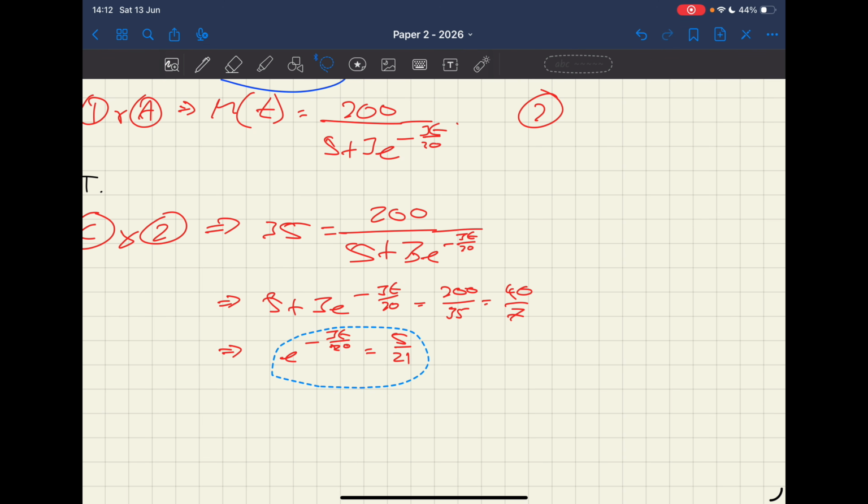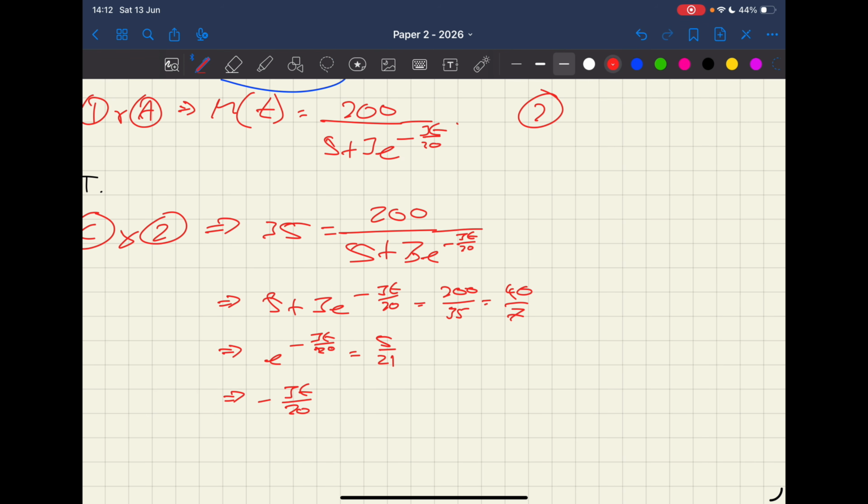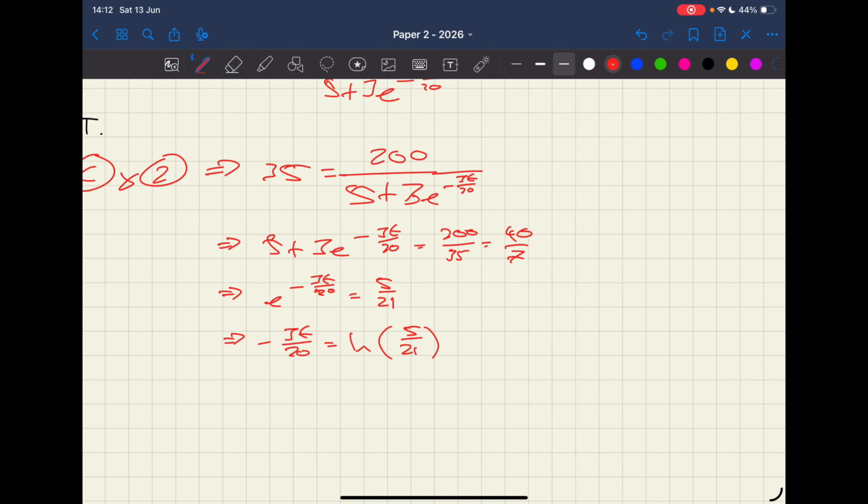So 21 down there. And from here then, let's take logs of both sides. So minus 3t on 20 is equal to the natural log of 5 on 21. And let's deal with our negative 3 on 20 there. So t should be negative 20 on 3, log of 5 on 21, which is the same if we use the negative reciprocal, do you know what I mean? Then this will stay the same, but be non-negative, 20 on 3. And inside will reciprocate, 21 on 5.